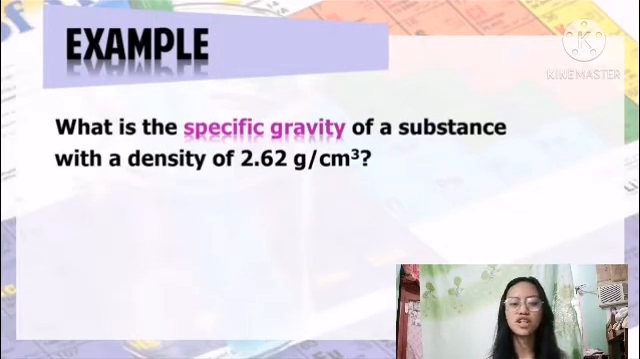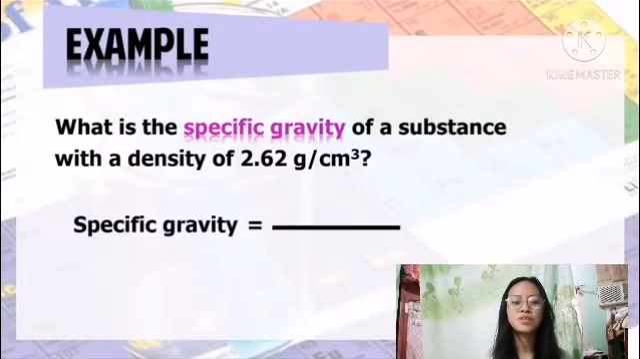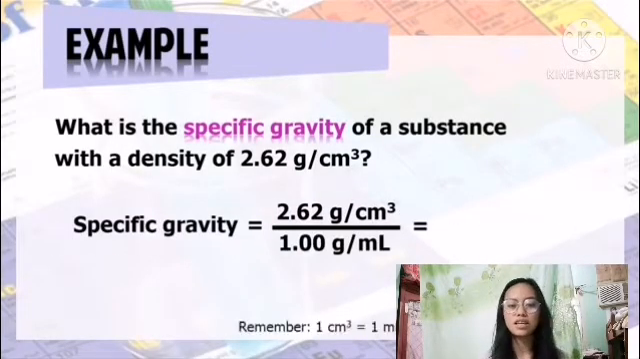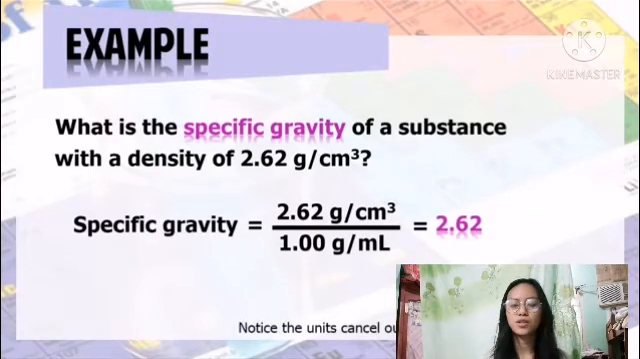what is the specific gravity of a substance with a density of 2.62 grams per cubic centimeter? Specific gravity is the density of the substance over the density of the liquid, which gives us an answer of 2.62. Note that all the units will cancel out, for specific gravity has no units.